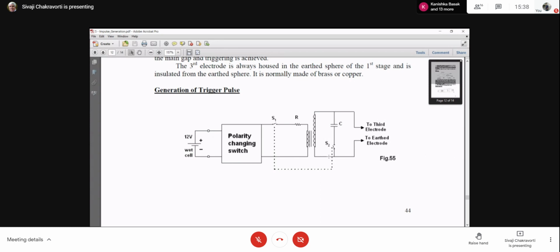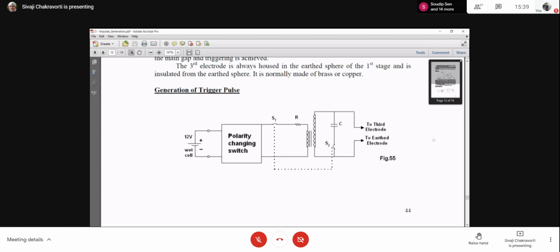Now, after only a few seconds, we switch off S1, and S2 is also switched off. The moment S1 is switched off, the current which was already flowing becomes zero. So there will be a change of current, and this will act as the magnetizing current. So there will be a change of flux linkage, and secondary voltage will be induced. But now S2 is open, so C is no longer connected in parallel. So whatever voltage is generated will go to the third electrode, and the bottom terminal will go to the earth electrode.